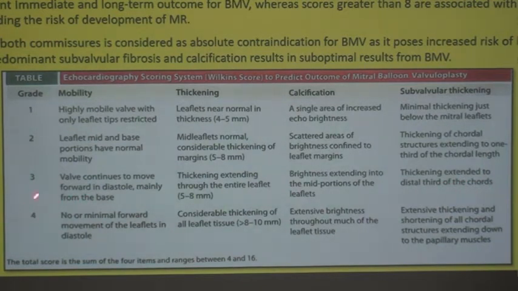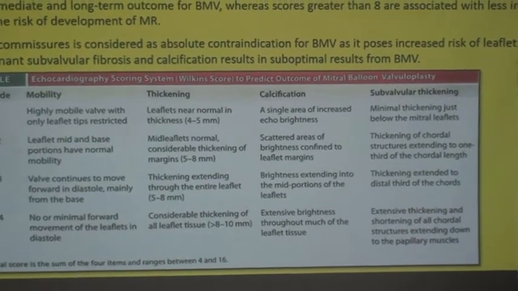Lastly, grade 4 of mitral stenosis. Here, there is no or minimal forward movement of the leaflet in diastole. Considerable thickening of all leaflet tissue is seen, that is more than 8 to 10 millimeter. Extensive brightness throughout much of the leaflet tissue is seen, and extensive thickening and shortening of all chordal structures extending down to the papillary muscles.